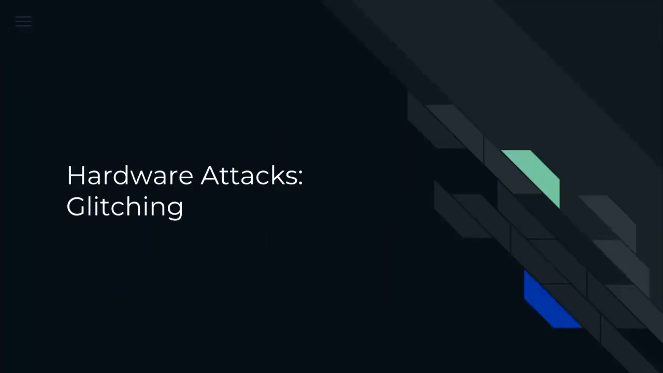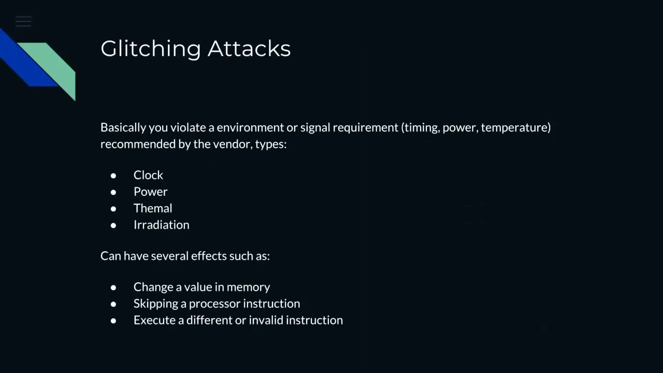Glitching attacks. Basically, when you have a glitch attack, you want to perform an operation or modify the environment that the system is executing in, against what is recommended by the vendor. For instance, if the vendor says your clock has to be, I don't know, 10 nanoseconds, what happens if you do it in 1 nanosecond? For instance, power: what if in the middle of an operation, you just remove the power of that device?